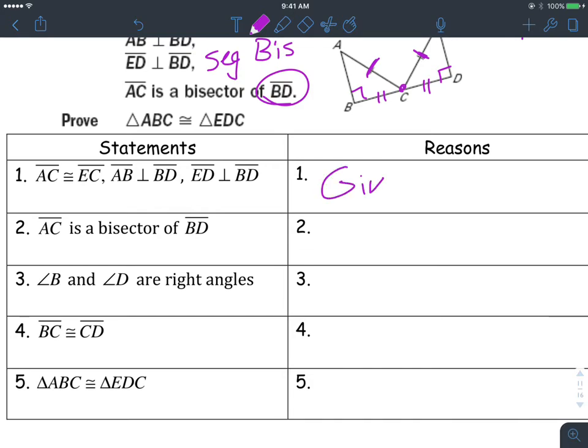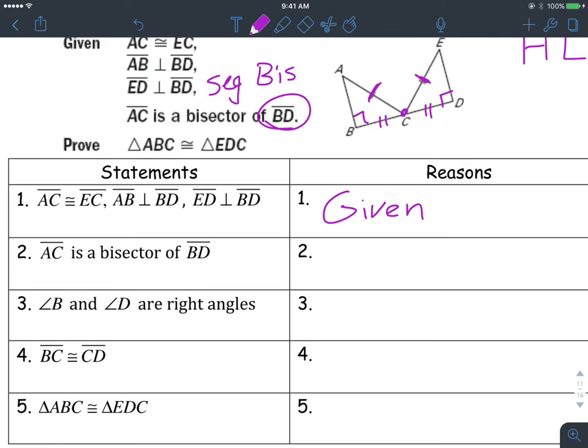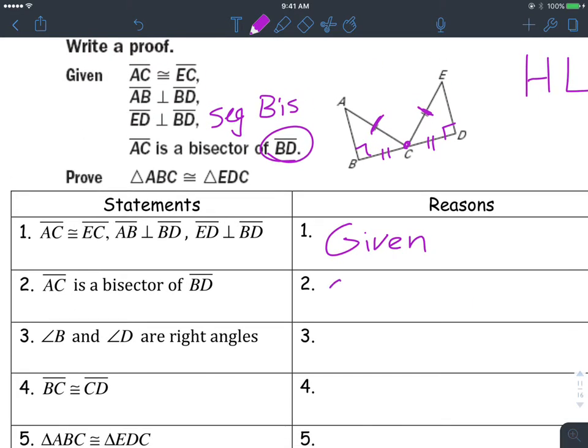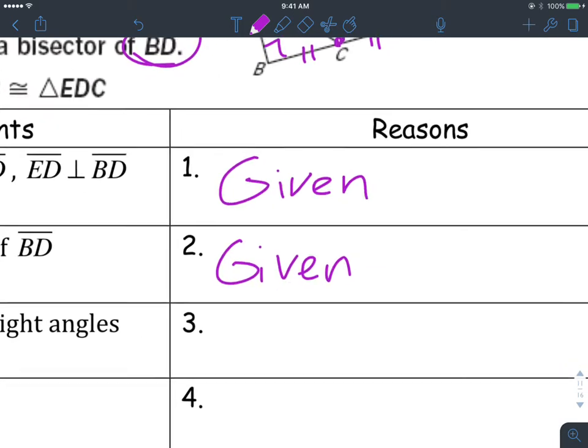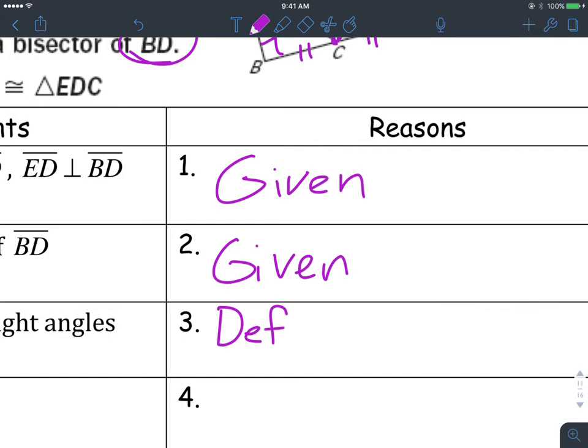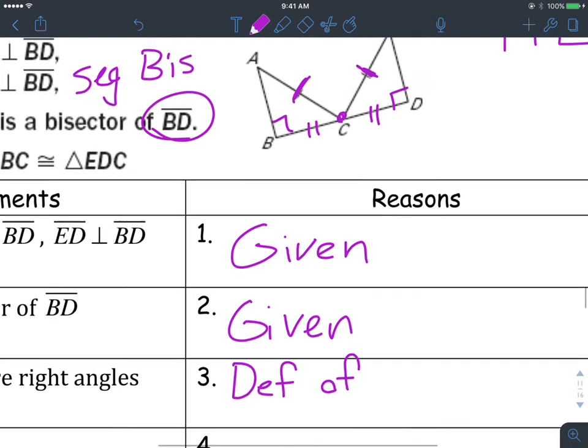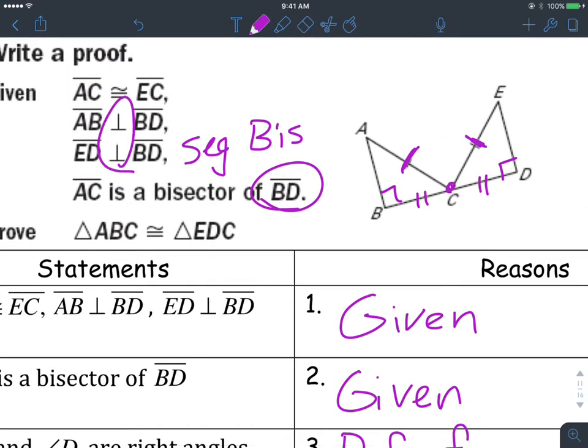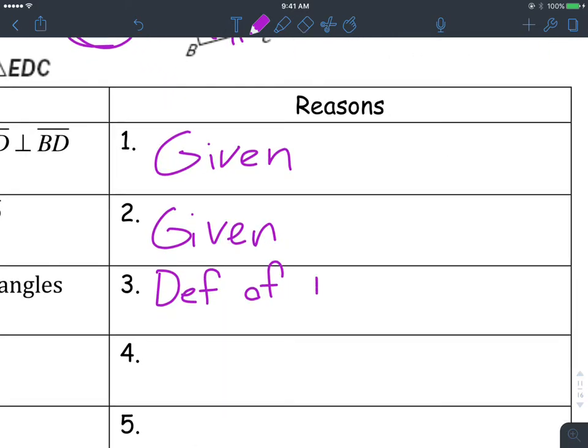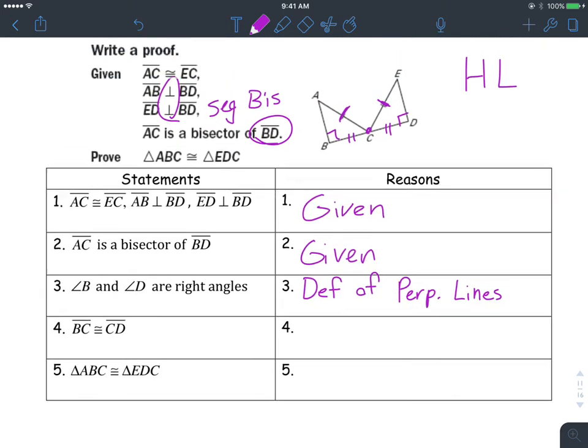First thing, they actually put all the given stuff in one line. That's perfectly fine. They also said AC is a bisector of BD. I guess that's another given thing. I guess they ran out of room. Angle B and angle D are right angles. For that one, I put definition of, and not of right angles, but definition of this symbol right here. They told us that they are perpendicular. So I'd say definition of perpendicular lines or perpendicular segments, something along the lines of that.